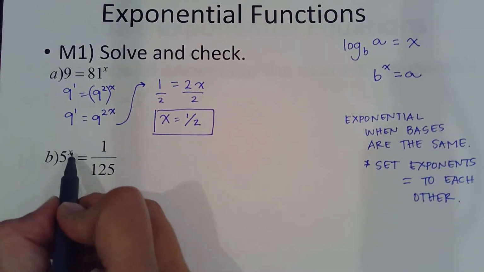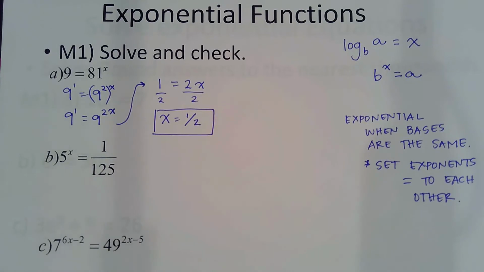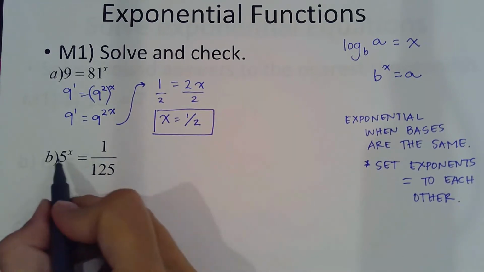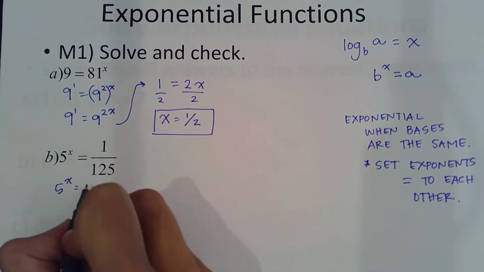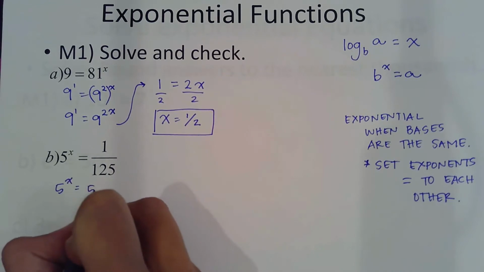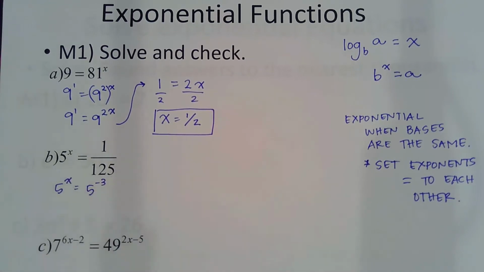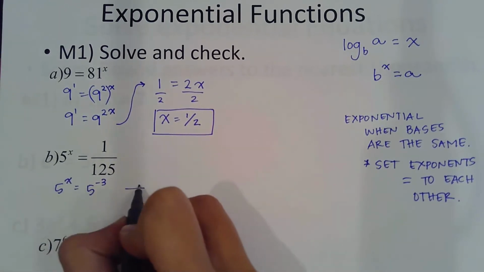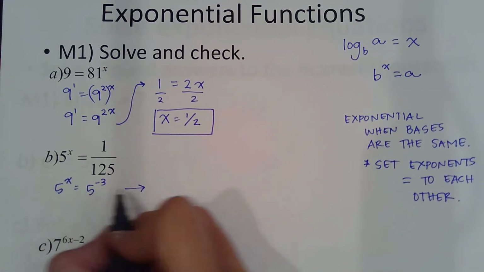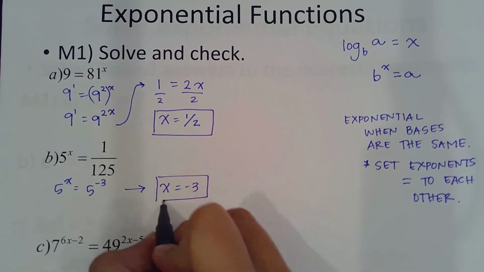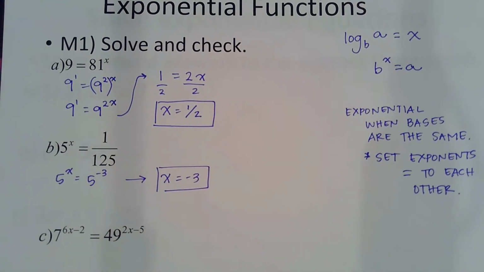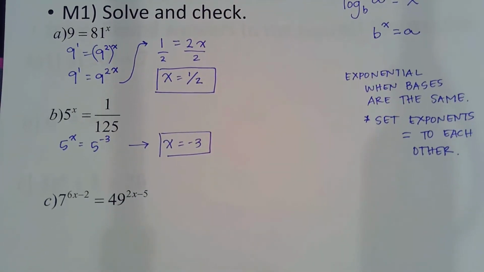Alright, let's look at this one. I've got 5 to the x is equal to 1 over 25. Can I take that 1 over 25 and put it into base 5? So what is that? This would be 5 to the negative second power. The bases are the same, so I'm going to set my exponents equal to each other and I'm going to solve. Not much solving there.